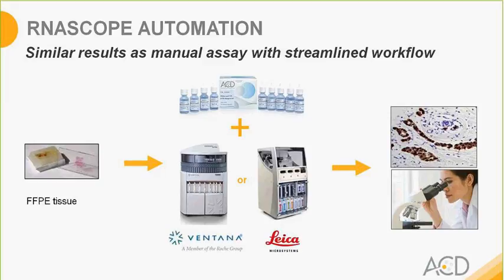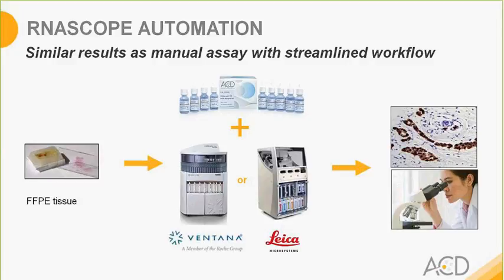While the details of the performance of the assay are beyond the scope of the current webinar, RNAscope can be performed either manually with the help of a hybridization oven available through ACD, or also on automated platforms. And ACD has designed specific kits as well as optimizing protocols for both Ventana and Leica automated staining platforms.